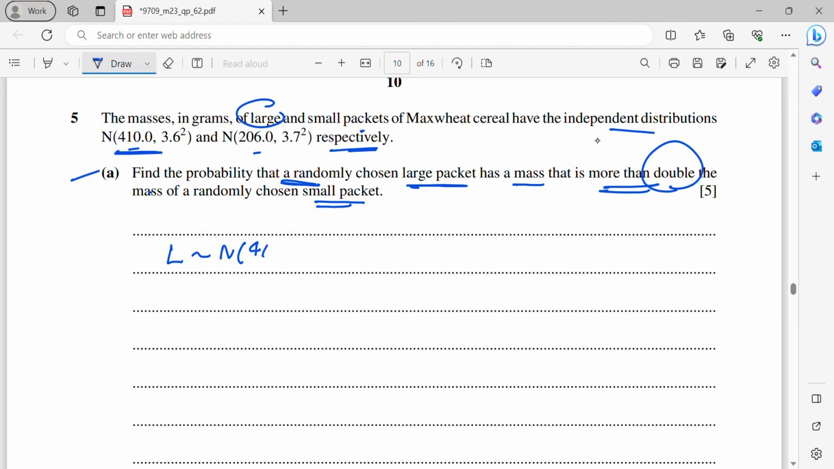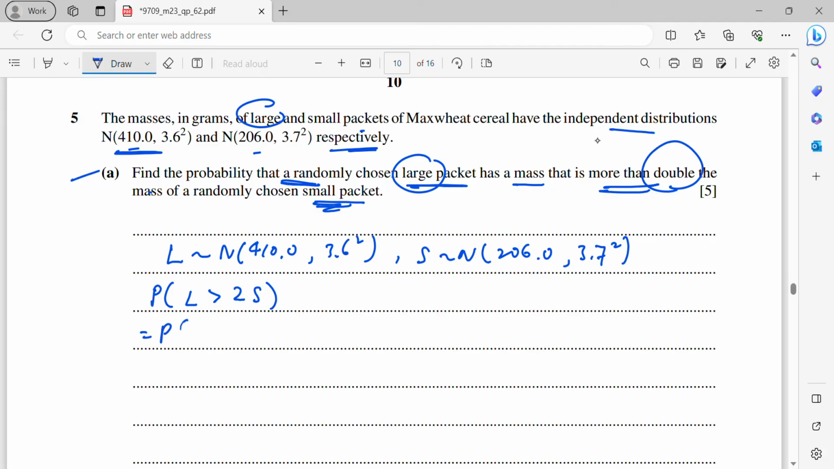So L is normally distributed with mean 410.0 and variance 3.6 squared. And the small one, I let it be S. So S is normally distributed with mean 206.0 and variance 3.2 squared. Now, it's mentioned here that the probability that large is more than double the small packet. So from here, I will change to P(L minus 2S greater than 0). Now I have to find the expected value of L minus 2S. This is the expected value of L, this is the expected value of S. So it will be E(L) minus 2E(S).